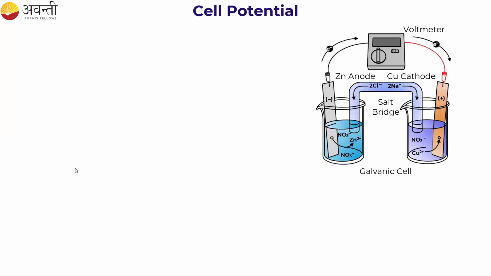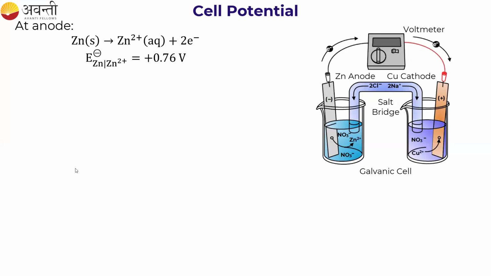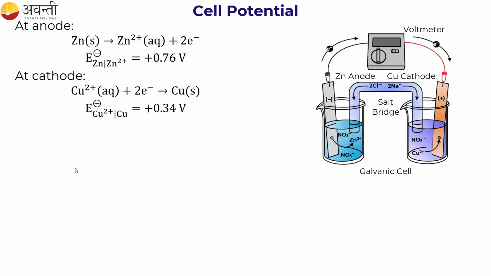To understand the cell potential, I am again taking a galvanic cell. In the galvanic cell, what happens at the anode? Oxidation occurs at the anode. Zinc will get oxidized by the removal of 2 electrons, and the E naught value associated with zinc is 0.76 volt. At the cathode, copper will be reduced, and the E naught value associated with copper is plus 0.34 volt.